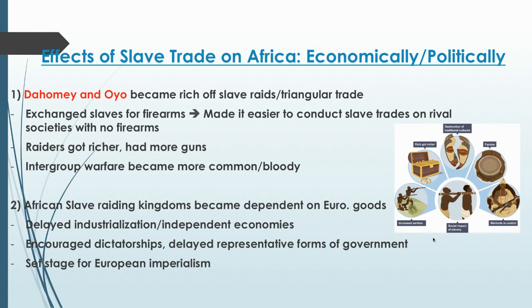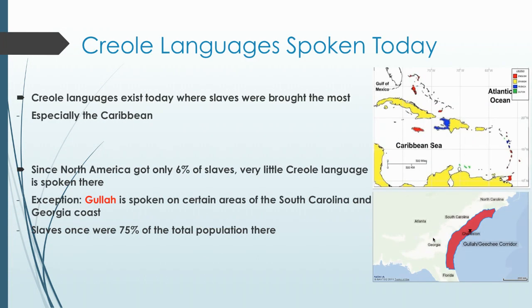Creole languages, obviously, are effects of the slave trade because of the African diaspora. There are some places today where Creole languages are still spoken. In North America, it's far more rare because only 6% of the slaves came to North America, so you would think that they would not exist at all. However, even in the United States, there are Creole languages spoken. The one example of this is Gullah, which is spoken off of the coast of the Carolinas, where 75% of the population there at one point were slaves, especially for the cotton plantations in South Carolina.